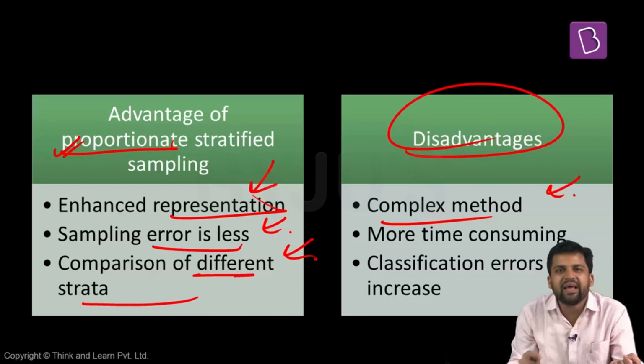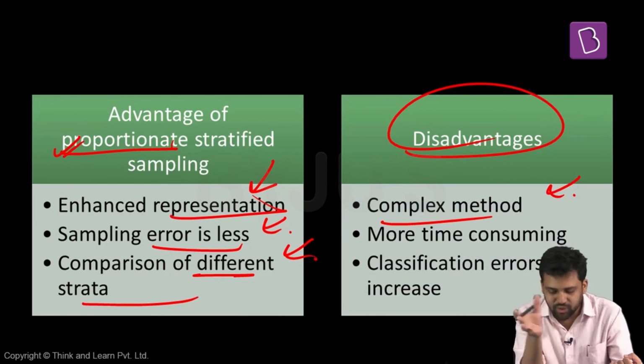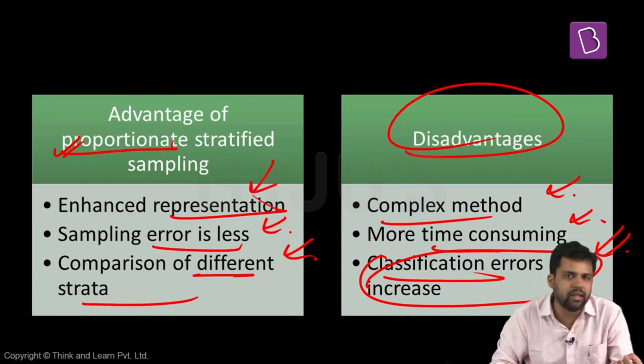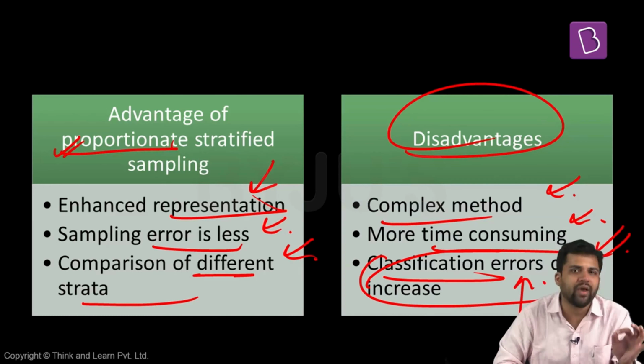Disadvantage, again, it will be more complex. Samples have to be chosen as per the proportion, so it is becoming more complex. It will be more time consuming. How are we going to classify things? That can sometimes lead to error on what basis the classification is taking place. So new kinds of errors can also crop up in these methods.